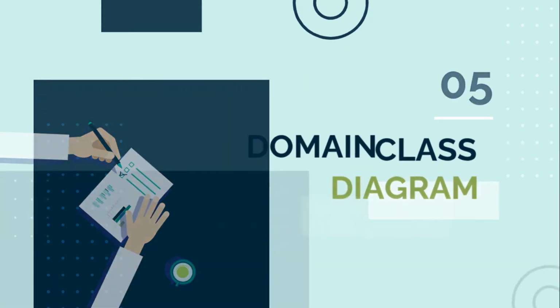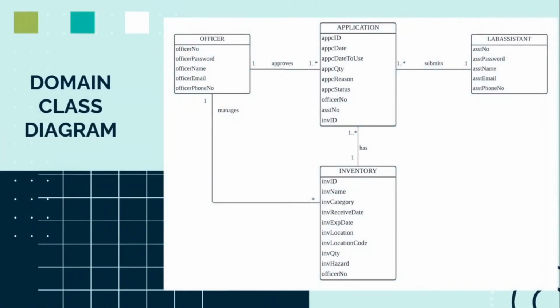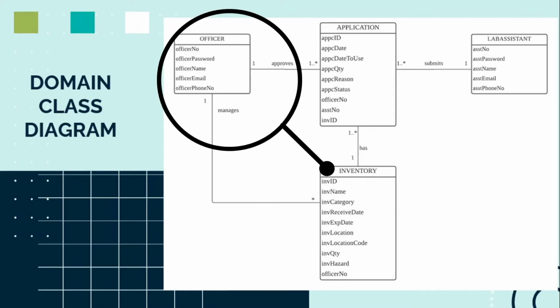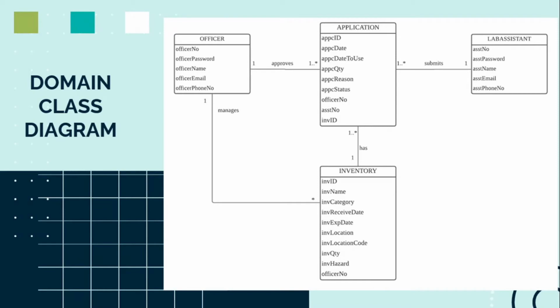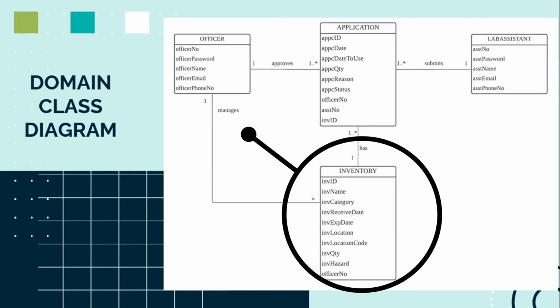Next, class diagram. There are 4 classes: Officer, Application, Lab Assistant and Inventory. For Officer, one officer can approve one or many applications, and one officer manages many inventory, and one lab assistant can submit one or more applications, and one inventory has one or more applications.